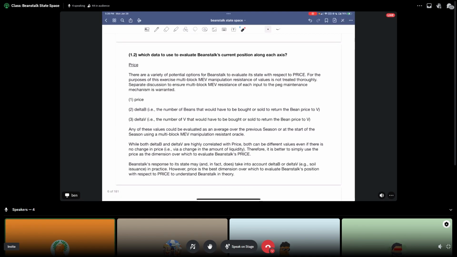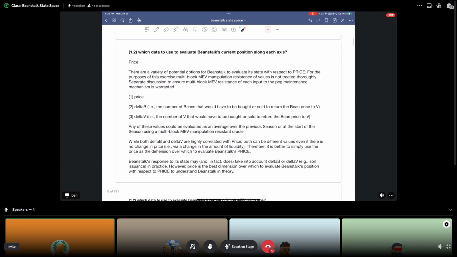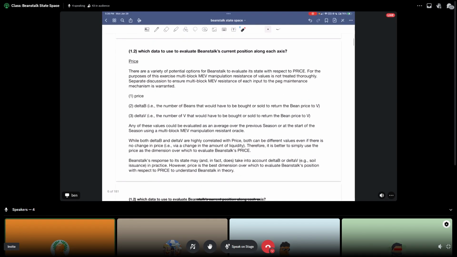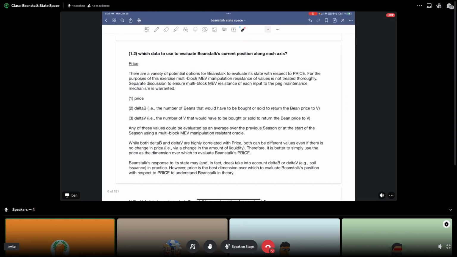scheme of things, price is really the thing that matters to Beanstalk. Beanstalk doesn't care about delta B. Beanstalk cares about price. It does care about delta B, but that's more of a derivative of the things that it does care about, like price and liquidity level. So on the price axis, Beanstalk measures price, and that's what we're going to evaluate in terms of that dimension, the price dimension.